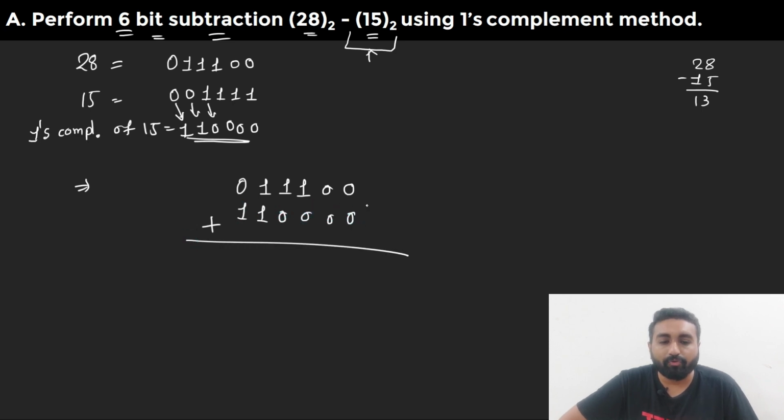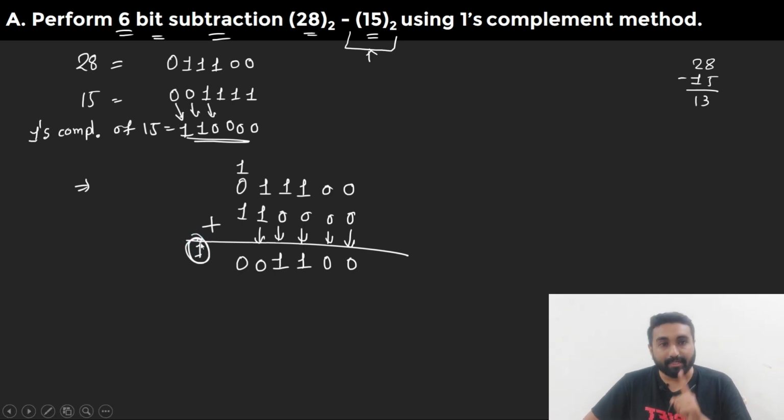Now addition is a very simple thing. So 0 plus 0 is 0, again 0 plus 0 is 0, 1 plus 0 is 1, 1 plus 0 is what? 1. 1 plus 1 is, yes, 0, and 1 is the carry, and 1 plus 1 is what? 0, and here you have the carry 1, right?